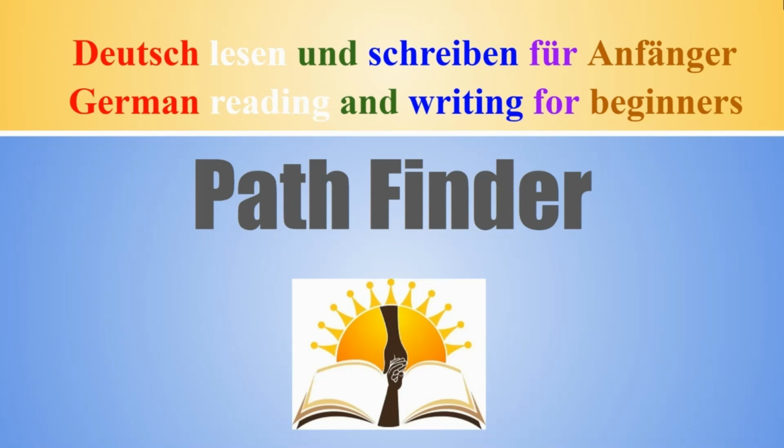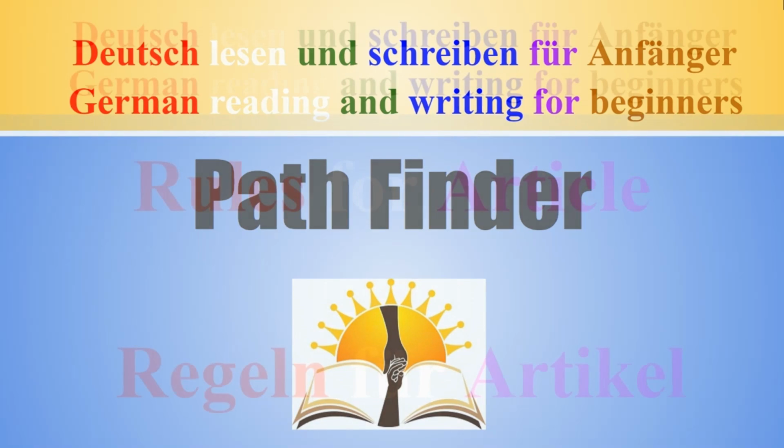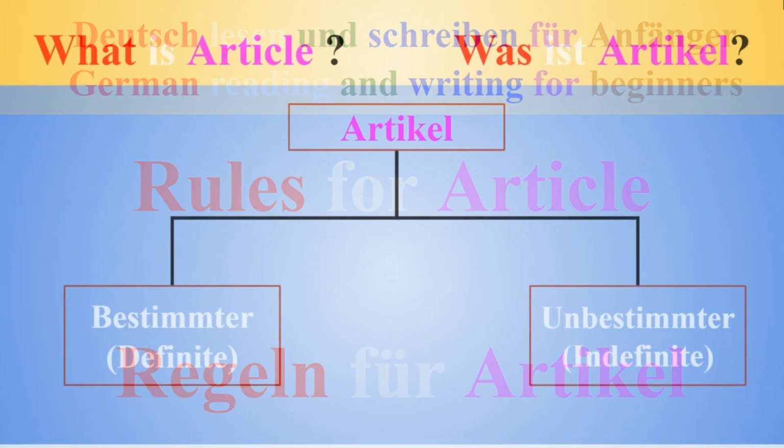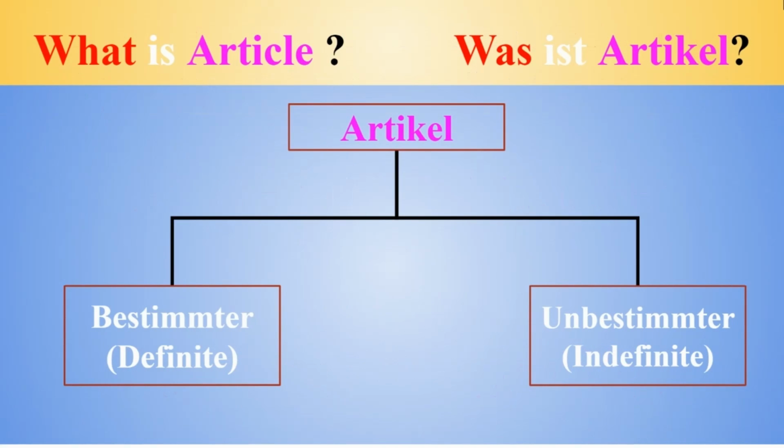So, in today's lesson, we will be learning a few rules and tricks on how to determine the article of a noun. Okay, so there are two types of article: definite article and indefinite article. Bestimmter Artikel und unbestimmter Artikel.